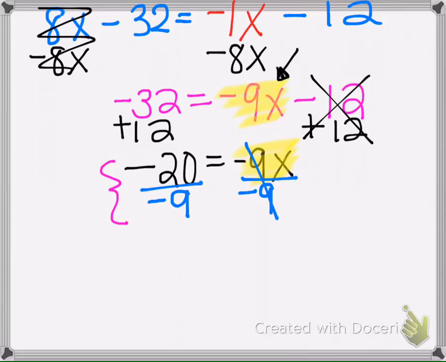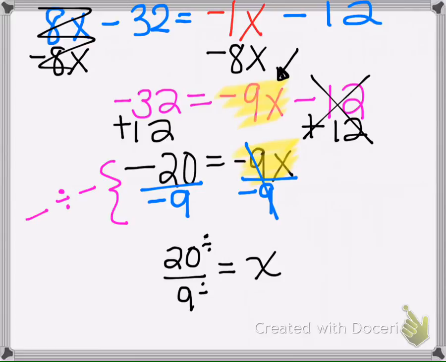And here we have a negative divided by a negative, which is a positive. And 9 cannot divide into 20 evenly, so we're going to leave it as 20/9. And nothing can divide into 20 and 9. There is no common factor, so it can't be simplified. So therefore we're going to leave our answer as 20/9.